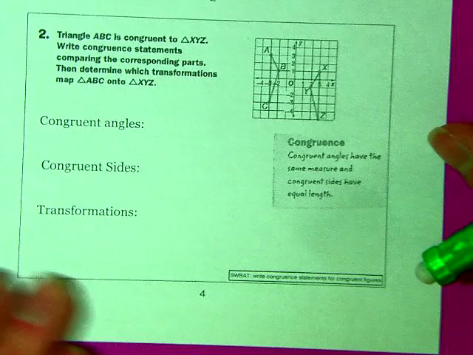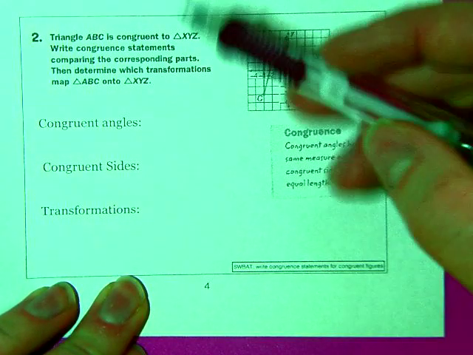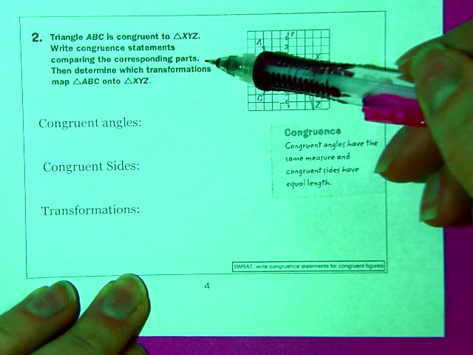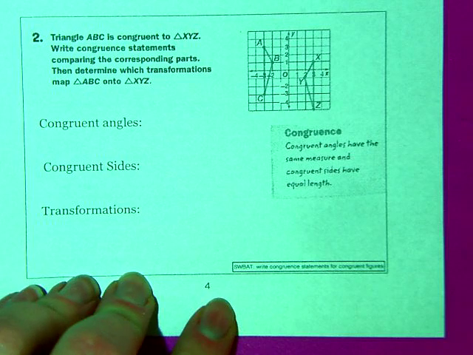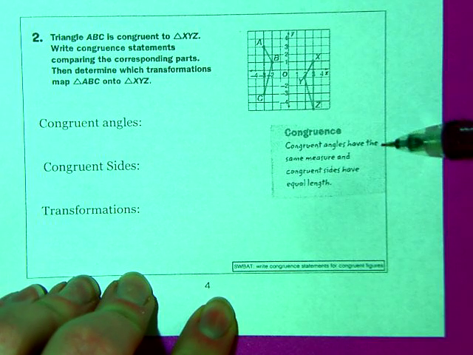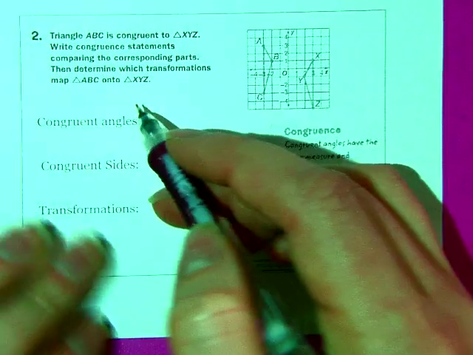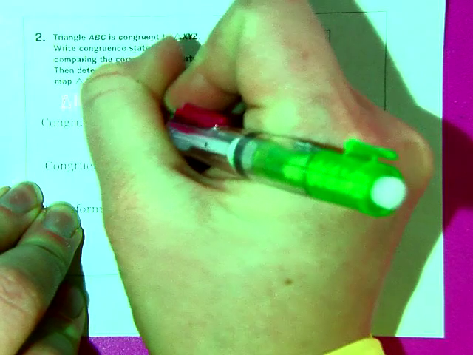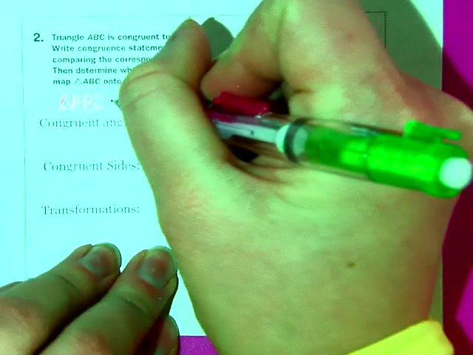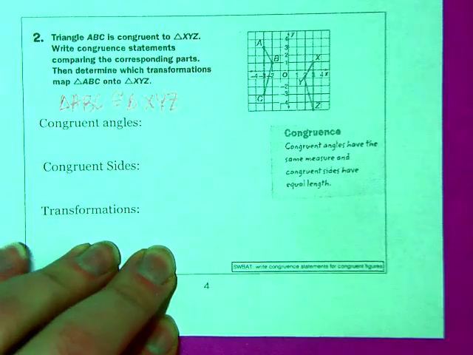Okay, so slide 4. It says triangle ABC is congruent to triangle XYZ. Write congruent statements comparing the corresponding parts. Then determine which transformations map triangle ABC onto XYZ. Congruent angles have the same measure and congruent sides have equal length. So a congruent statement, we could say triangle ABC is congruent to triangle XYZ. That would be our congruent statement.